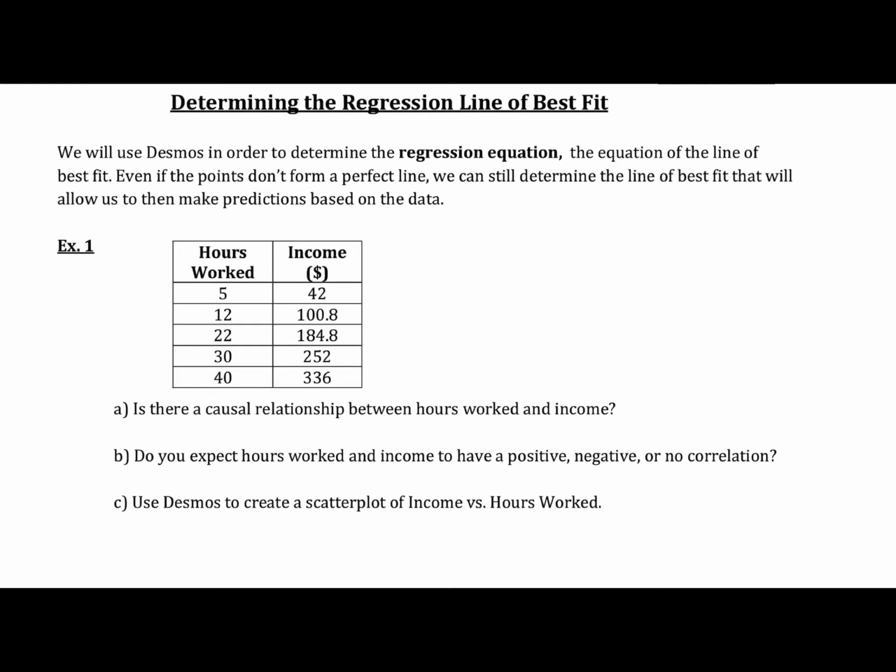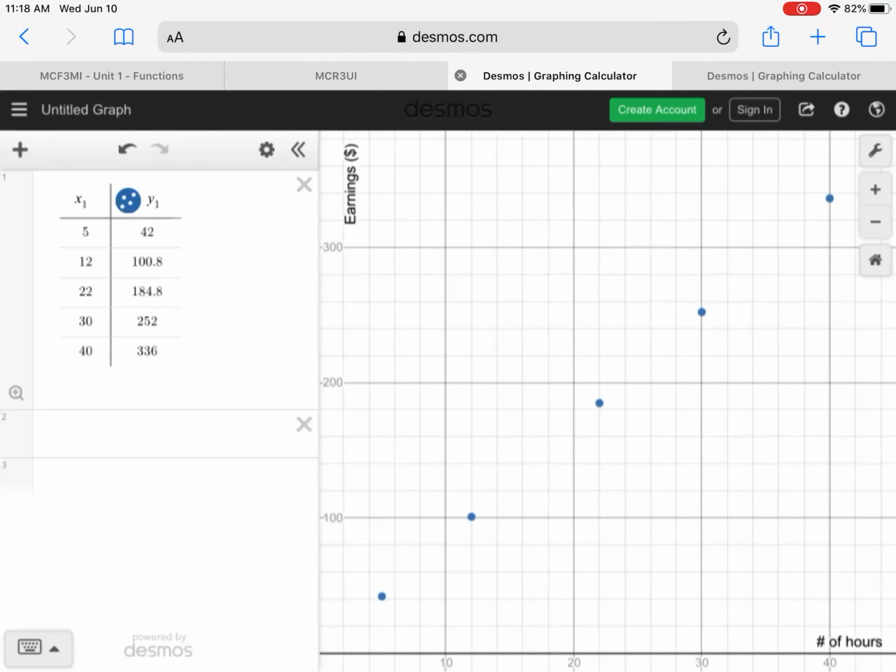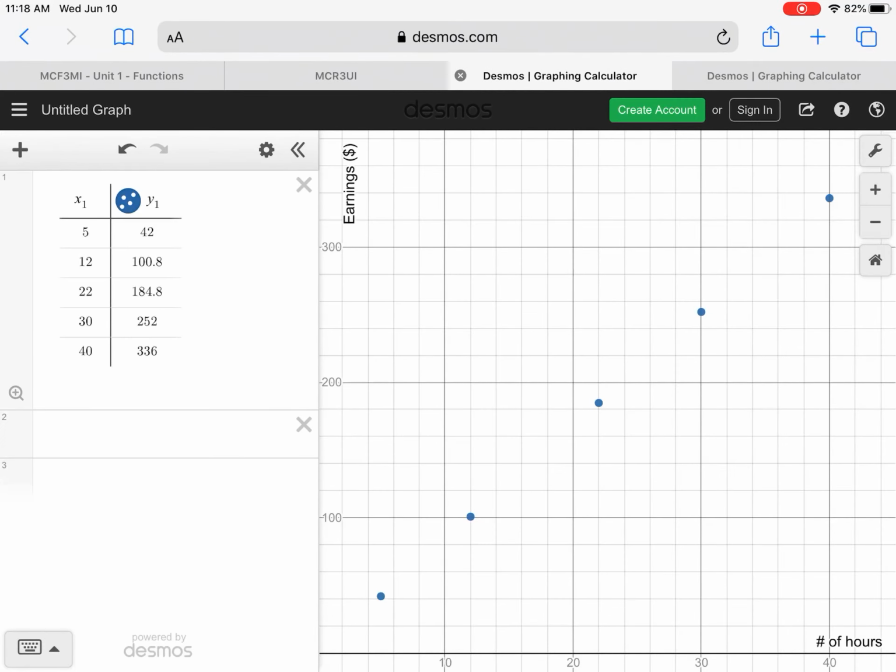So example number 1, hours worked versus income. Is there a causal relationship? So does the number of hours worked cause an effect on the income? Well, obviously here, yes. The more hours you work, the more money you're going to get paid. So that tells us that we have a positive correlation. So as number of hours worked increases, so does income. So we're going to use Desmos to create a scatter plot of income versus hours worked.